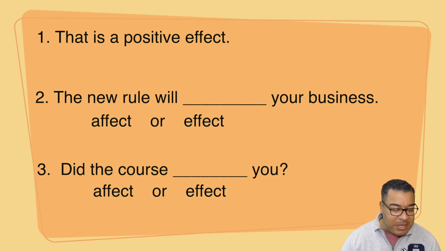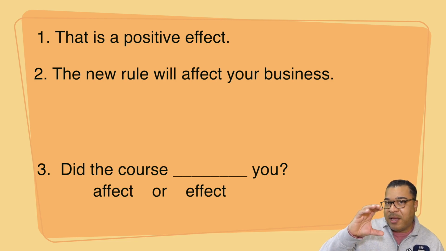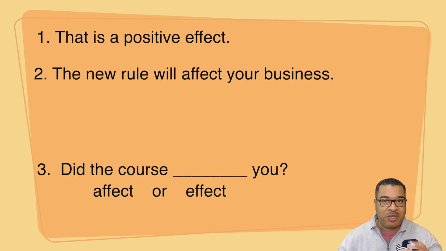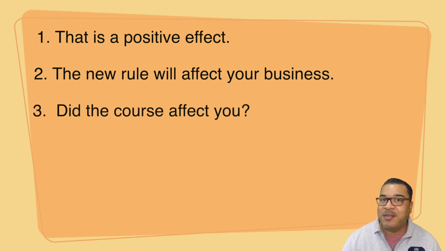How about number 2? The new rule will affect your business. So here, remember, the new rule will change your business. So here we're looking for affect. If you can switch the affect with change, then it goes together. The new rule will change your business. How about, did the course affect you? Now here we're talking about change. So affect. And again, you can switch it. Did the course change you? Okay, how did you guys do on that quiz?